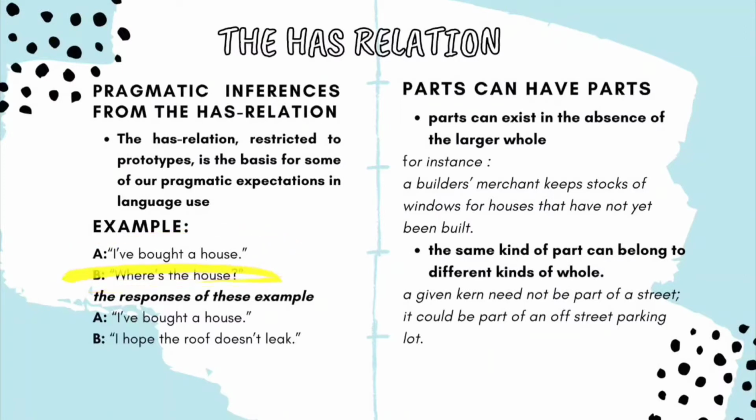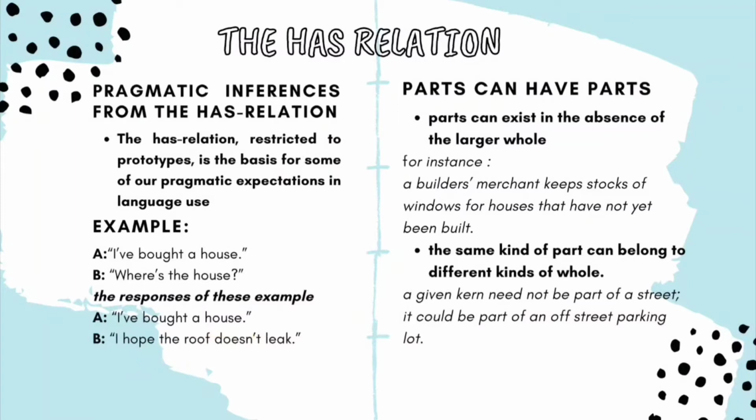Where is the house? The response in this example is, I've bought a house. I hope the roof doesn't leak. However, if a whole that has a part has been mentioned, when the part can on first mention be referred to by means of the definite noun phrase, as illustrated by the use of the in the response of this example, then this response is, I've bought a house. I hope the roof doesn't leak.